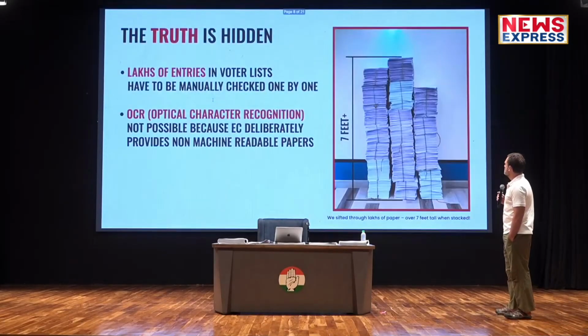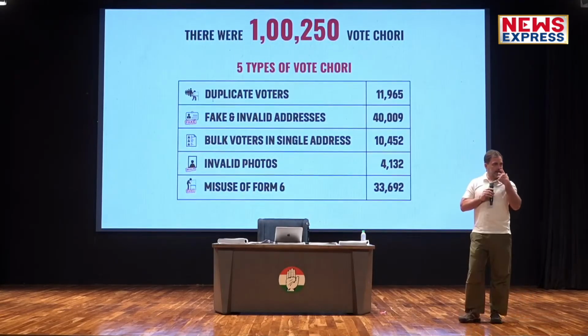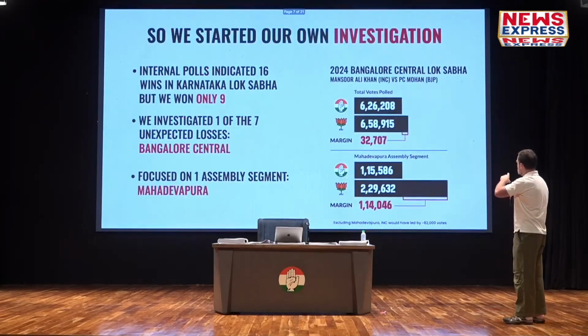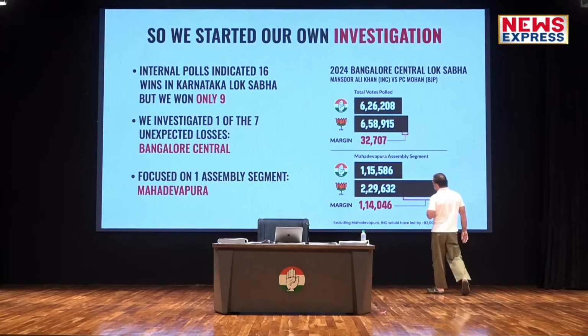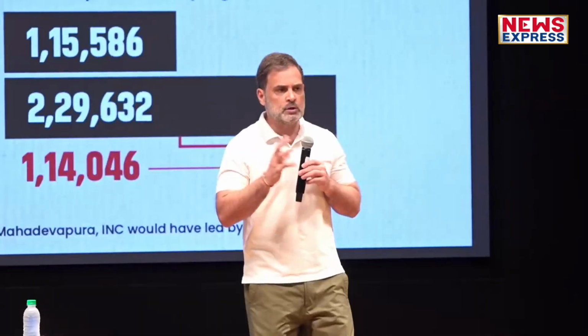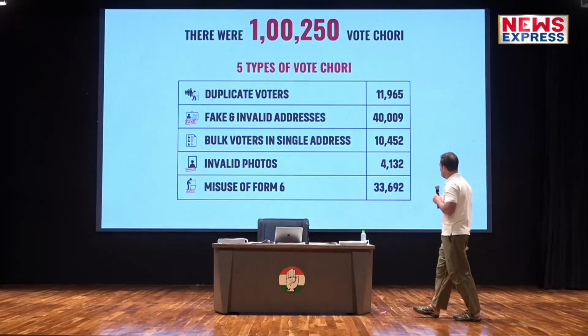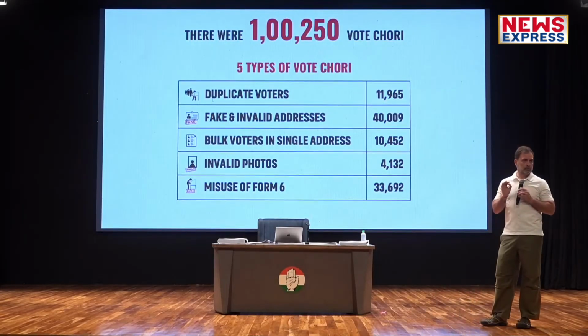So we started to look at that number. This number is very interesting to us. Why is it that this comes out of one seat? It's a huge imbalance, right? So we started looking at Mahadevapura assembly, we started looking at the details. And now I'm going to tell you what we found. We found that 1,250,000 votes were stolen. And we're going to tell you how.